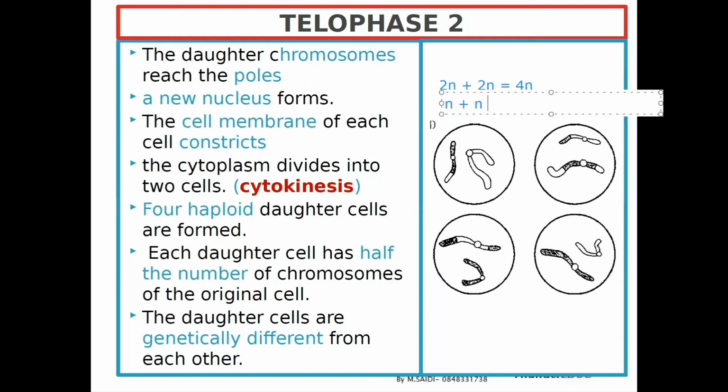Uzo-edisheka nomnye N, and then kube sekuphuma bani? Kube sekuphuma 2N olingana ne-body cell. That's why ke meiosis ikhona.